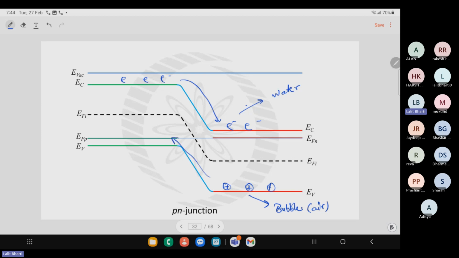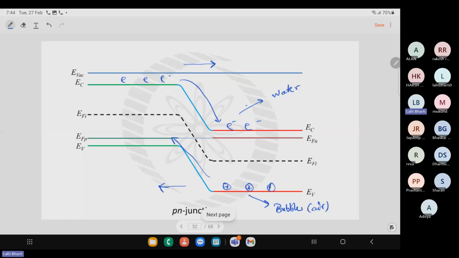So it will make a flow of charges. Electrons will move from left to right, and your holes will move from right to left. So it will make a bias. It will make a flow of charges, electrons and holes, and it will produce a potential. This is the main concept behind the formation of a solar cell.